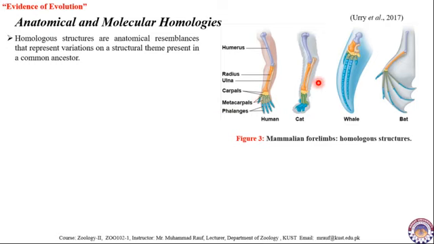Here you can see the mammalian forelimbs. The forelimbs are modified into performing different functions. The cat uses it for walking, the human uses it for picking up different things. The whale uses it as a flipper for swimming. The bat uses it for flying. So the same structure has been modified in different ways.